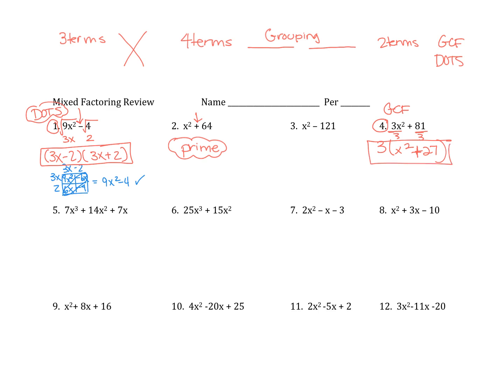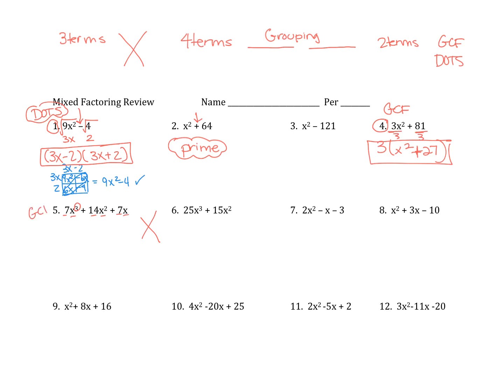Number 5 is a trinomial, so you might be thinking diamond method. But I'm not ready for diamond method yet, because first of all, this has an x cubed. Well, that's kind of interesting. I know that I have to have an x squared term to use my diamond method. So I look at each of these. I happen to start noticing, oh, they all have a factor of 7. Oh, they all have an x.